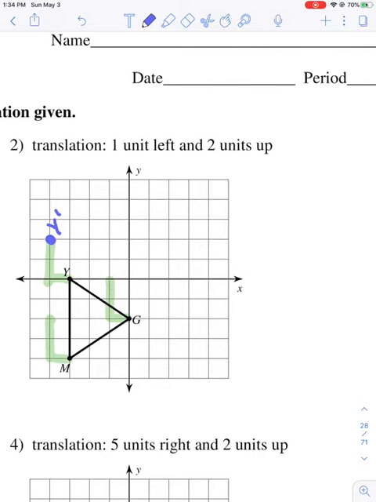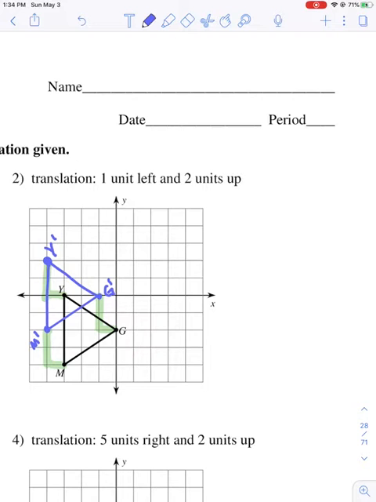So since that was point Y, I'm going to call this Y prime. That shows that I've done a transformation to it. G, I'm going to call the new point G prime. M, I'm going to call the new point M prime. And then here is my new triangle. Now, the green highlighting that I showed, you don't have to do that. I just did it to demonstrate it. What I'm demonstrating is that I've moved the original triangle 1 unit left and 2 units up. It's like taking the scissors tool and just sliding it down the page.